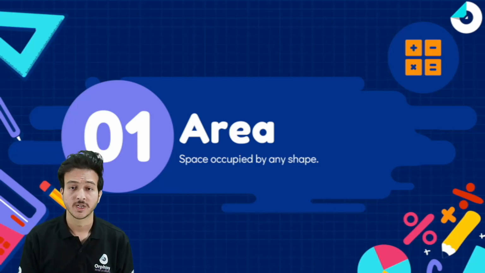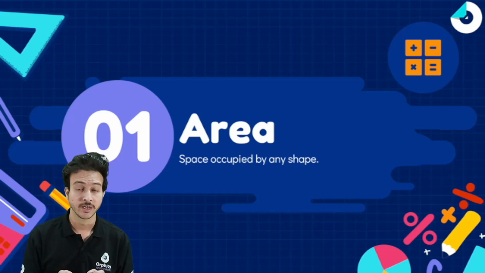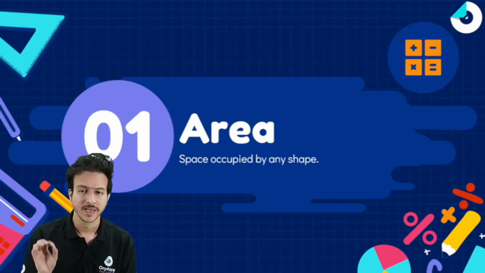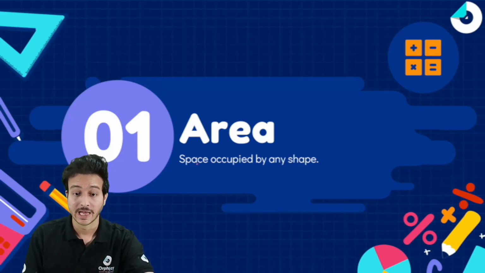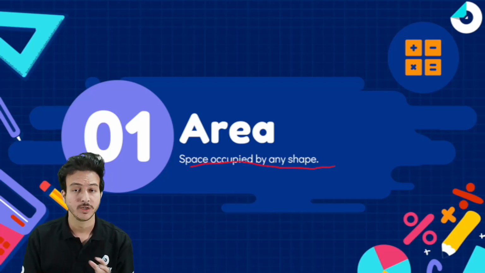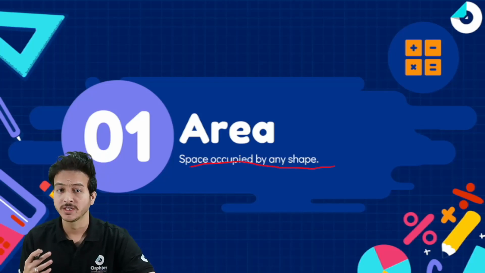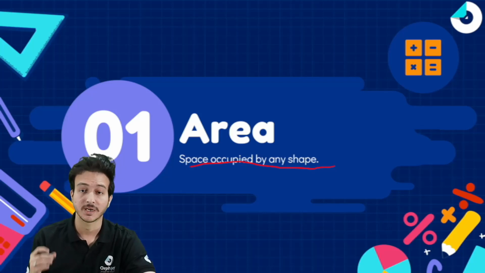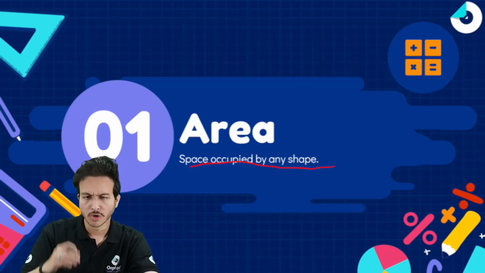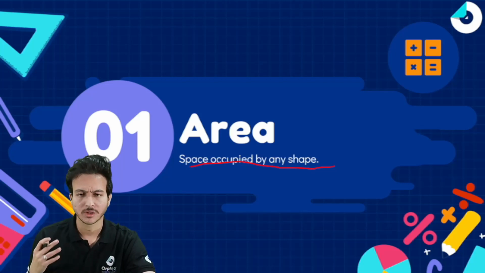So the first term over here is area. Area is nothing but the space occupied by any shape. You can see I am sitting in front of you and I am taking some space on this screen. I am the one who is covering some space. That space is nothing but the area covered by me. So let's first understand what this term says.